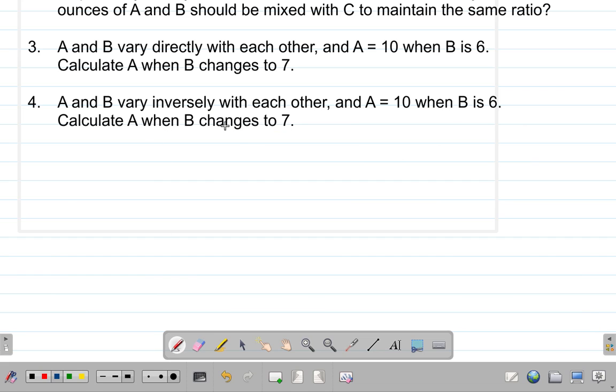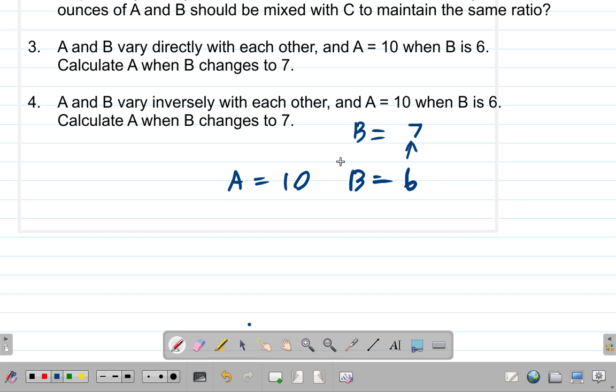A and B vary inversely with each other, and A is 10 when B is 6. Alright, similar situation as before. A is equal to 10 when B is equal to 6. Calculate A when B changes to 7. Okay, so B increases to 7.